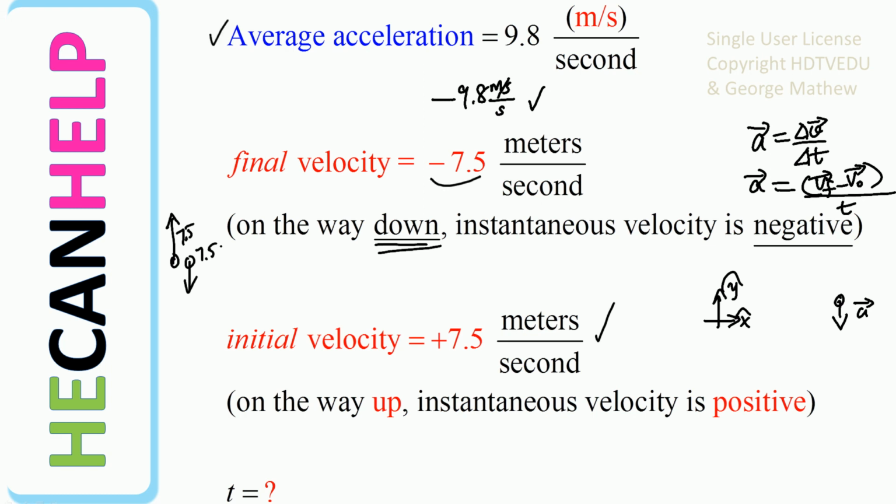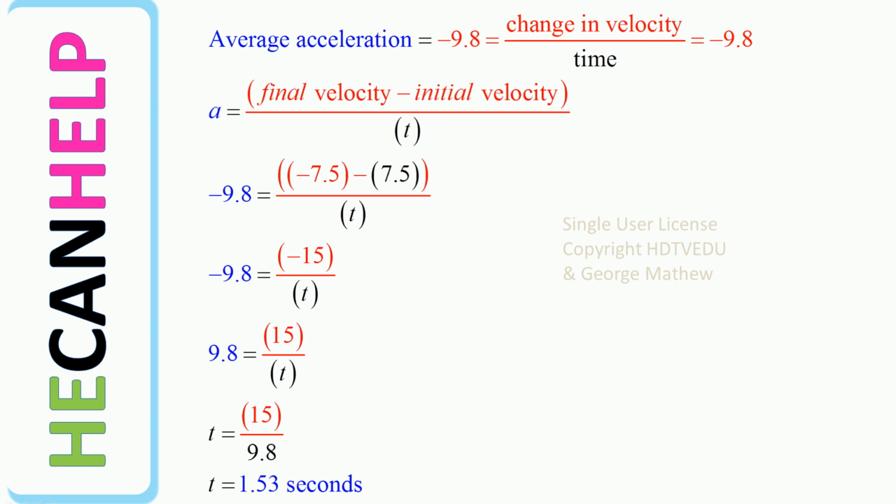If you know the acceleration, do not forget it is a vector. If you know the acceleration, the final velocity, and the initial velocity, do you know the time? And the answer should be yes. What is our acceleration? It is negative 9.8 because acceleration due to gravity is pointing down. So acceleration is negative 9.8. By definition, average acceleration is equal to final velocity minus initial velocity. That's the change in velocity, divided by time.